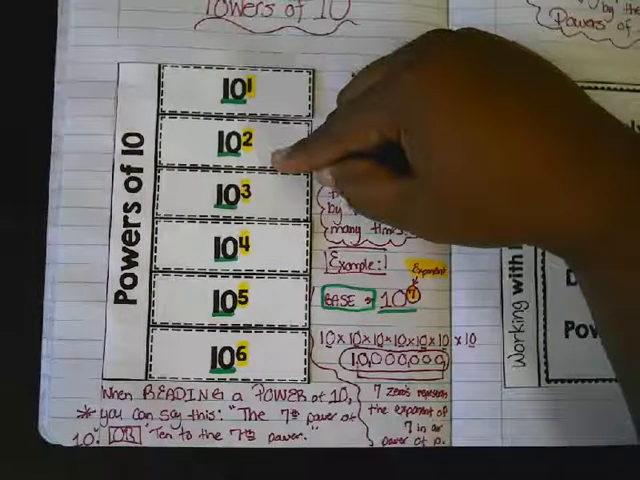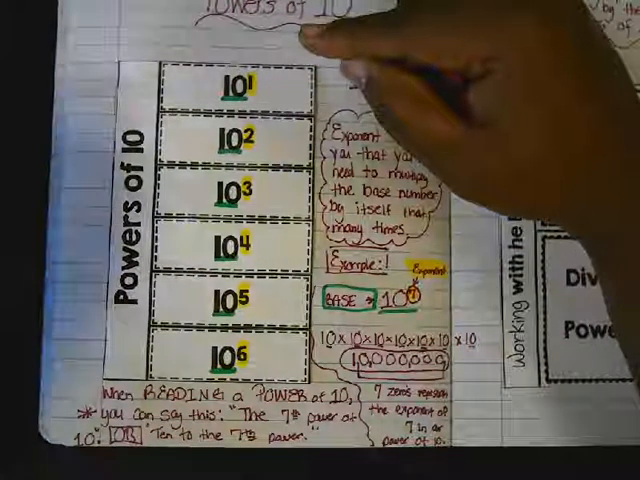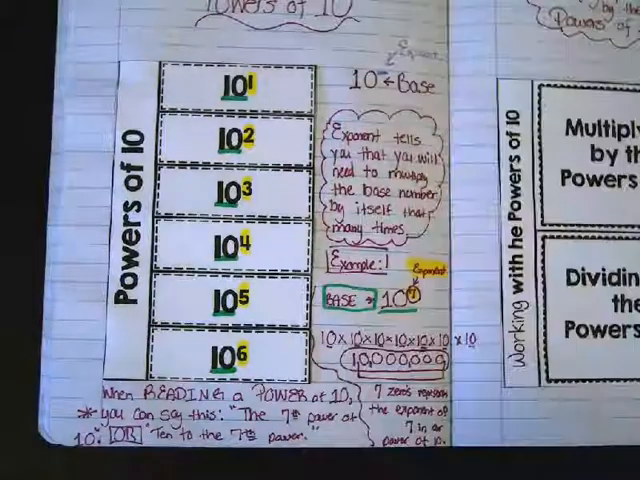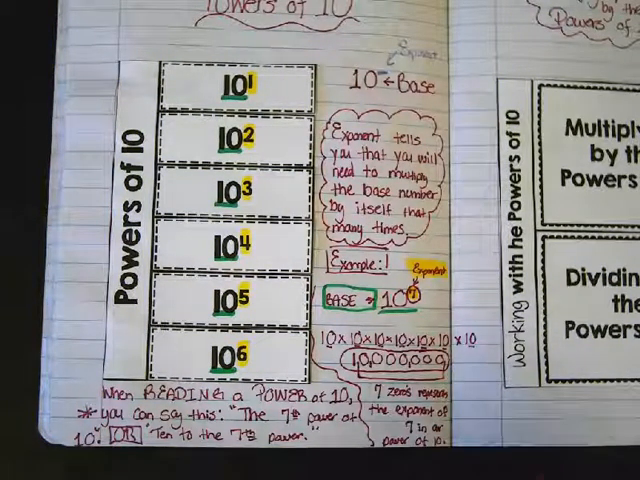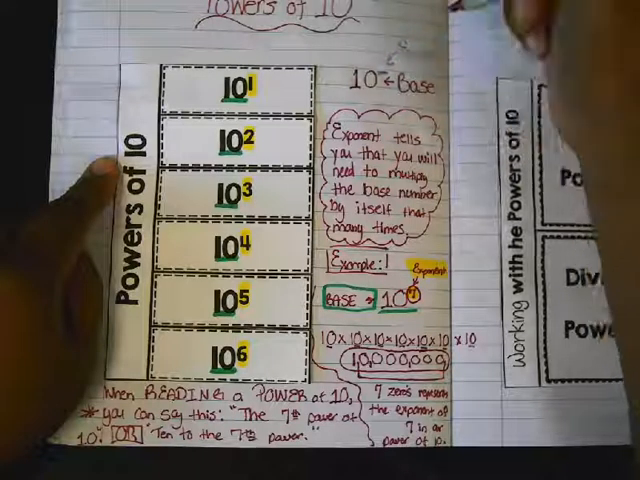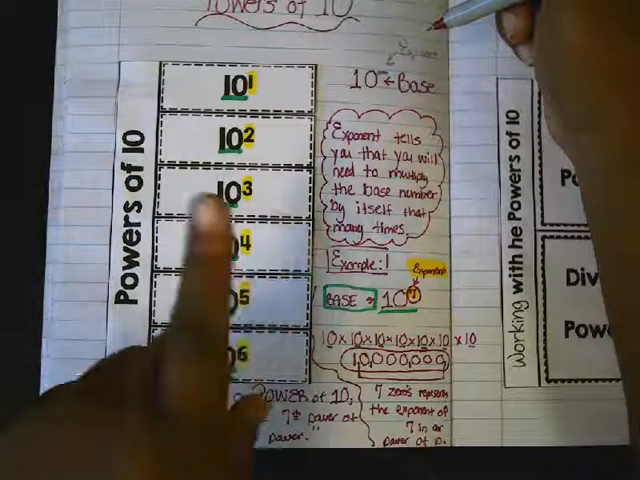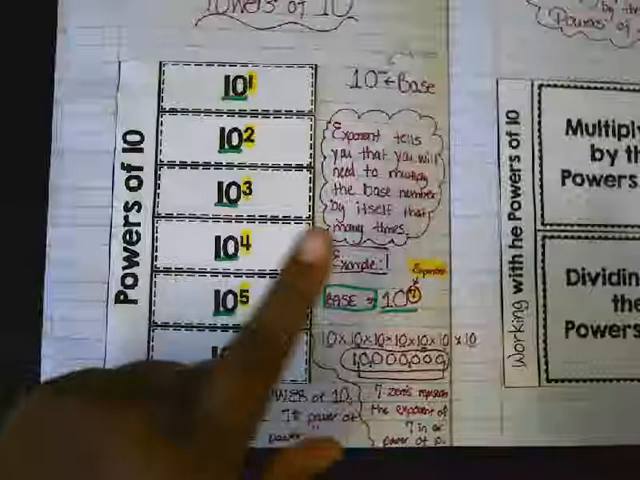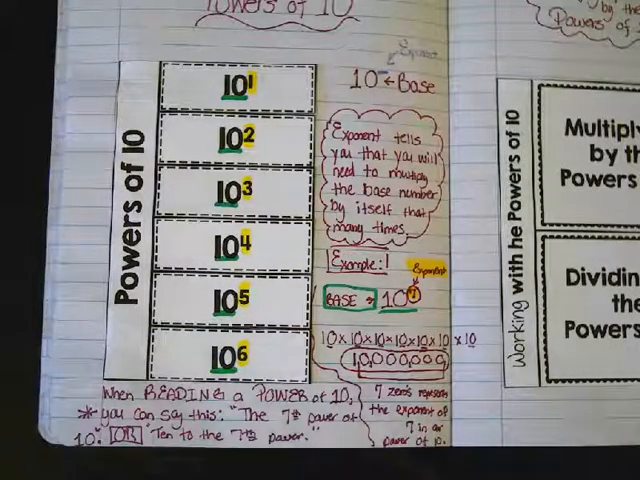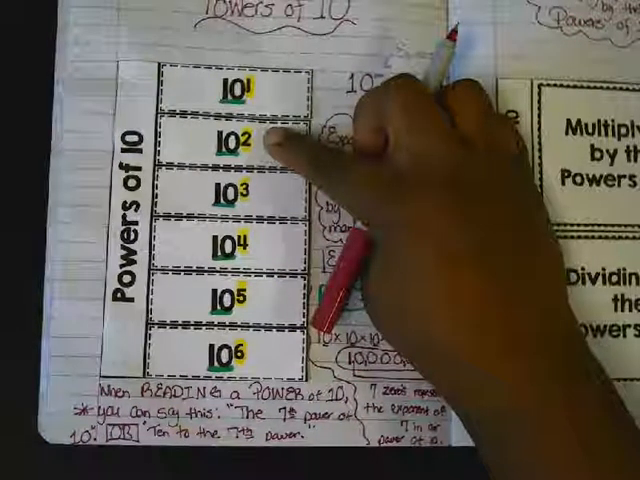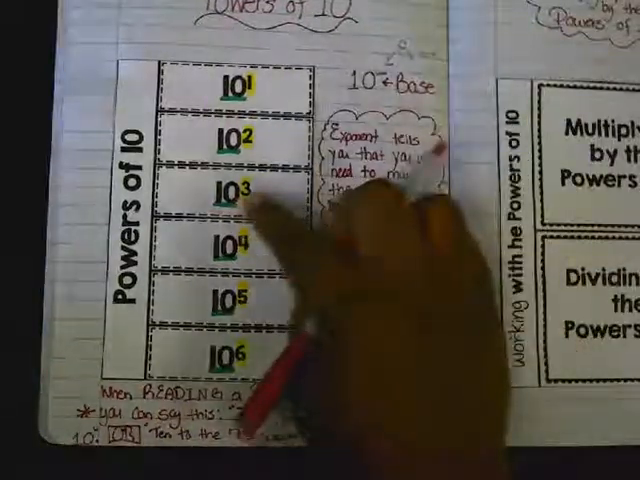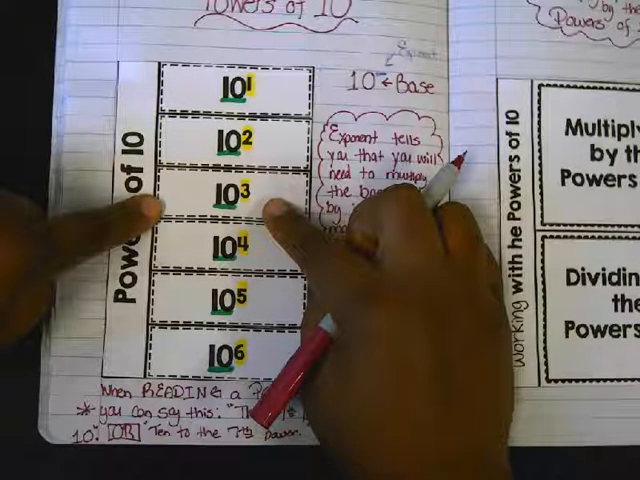Now, a common misconception that students have is that they will try to multiply the base number and the exponent together. That's a no-no. We don't do that. That is not correct. We do not multiply 10 times 2 or 10 times 1 or 10 times 3. That is not going to be correct when Dr. Davis is evaluating your work.